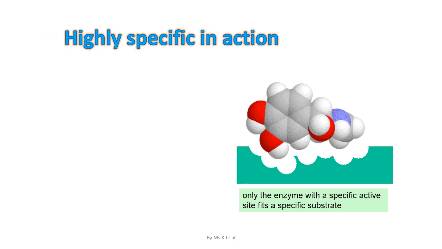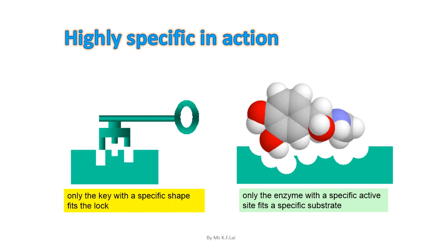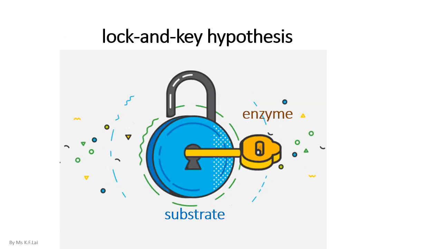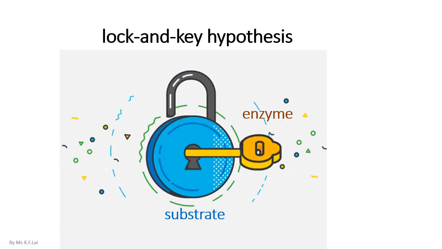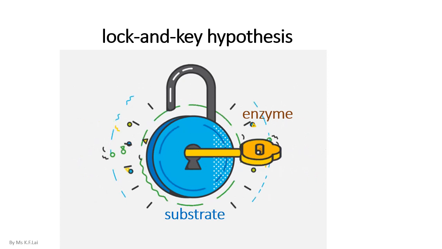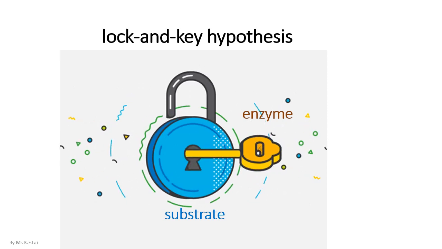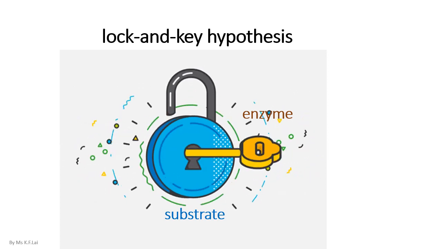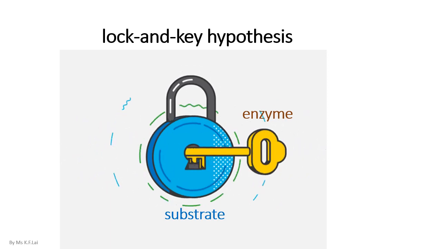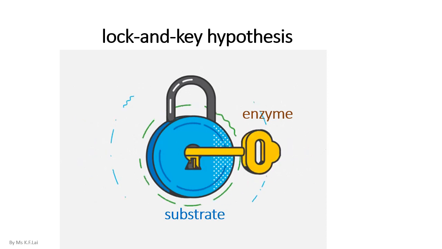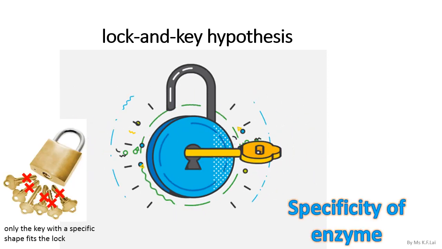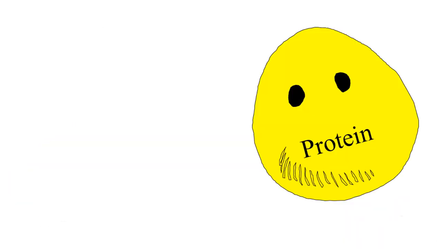Only the enzyme with a specific active site fits a specific substrate, just like only the key with a specific shape fits the lock. This mode of action can be explained by the lock and key hypothesis, which is a scientific model used to explain that enzymes are highly specific in action. The enzyme in this case works like the key, and the substrate works like the lock. Only the key with a specific shape fits the lock.